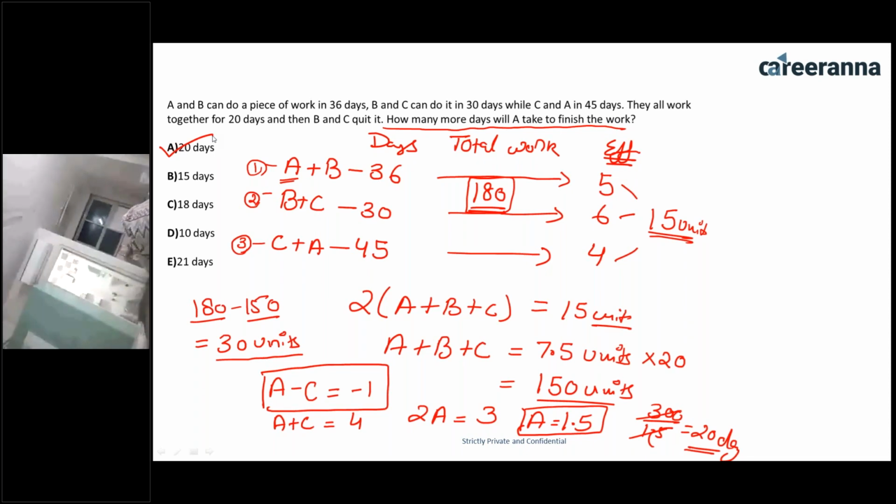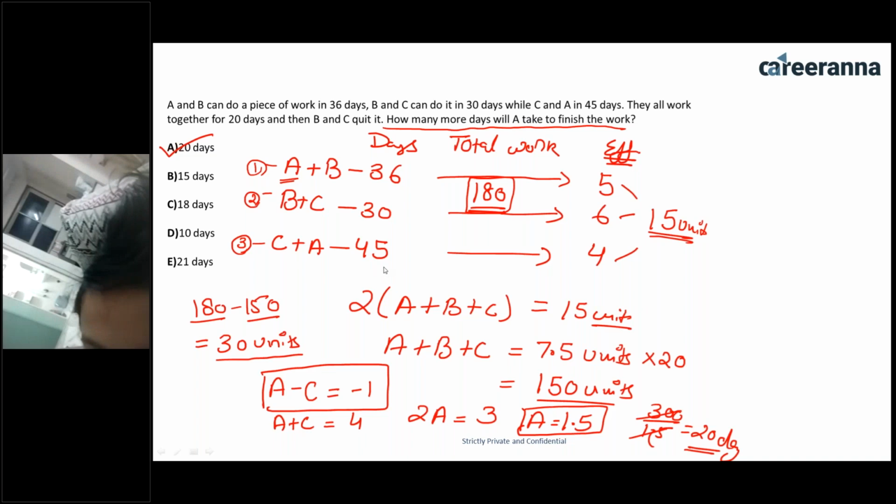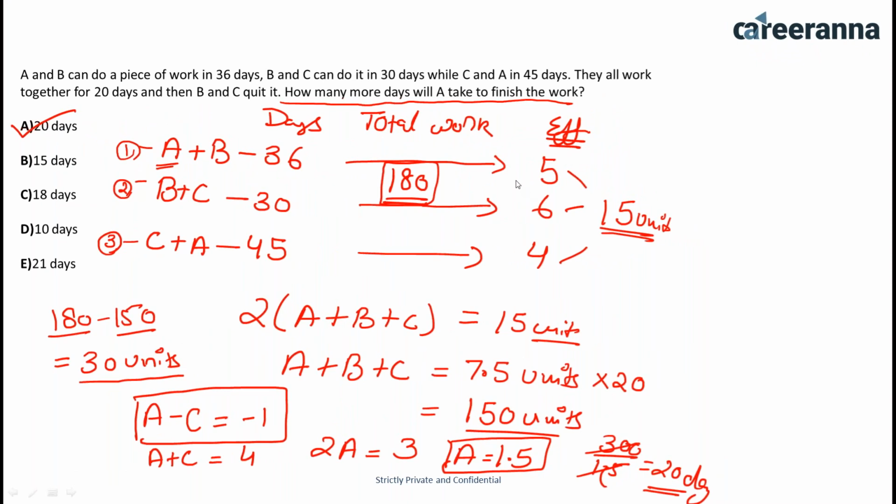You can also solve it with the equations A plus B is equal to 36, B plus C is equal to 30, and C plus A is equal to 45. But it will get a little complicated when you are solving this. So instead of taking the days equation, you can take the efficiency equation. Plus the efficiency equation is also going to help you if you are calculating the share of an amount. Suppose the question says that 100 rupees is going to be divided among A, B and C, then with the help of their efficiency, you can use the efficiency as a ratio and you can easily calculate the share for A, B and C.